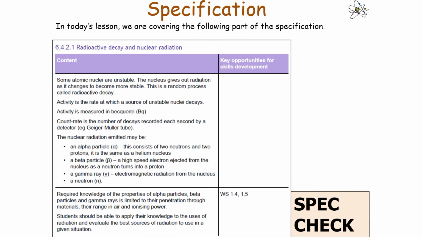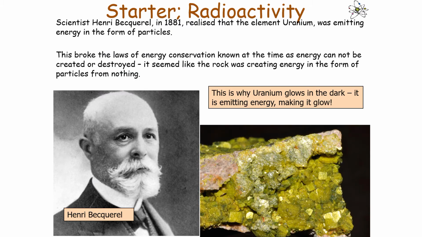6.4.2.1 Radioactive Decay in Nuclear Radiation. Now scientist Henri Becquerel in 1881 realised that the element uranium was emitting energy in the form of particles. Now this broke the law of energy conservation known at the time, as the energy cannot be created or destroyed, so it seemed that the rock was creating energy in the form of particles from nothing, which is why it appears that uranium glows in the dark.